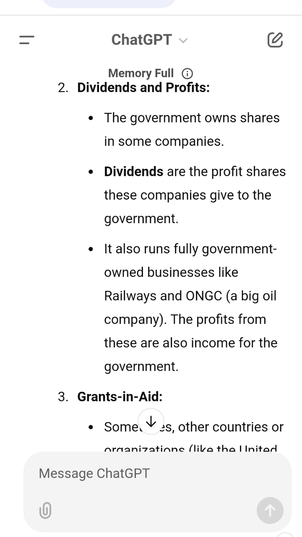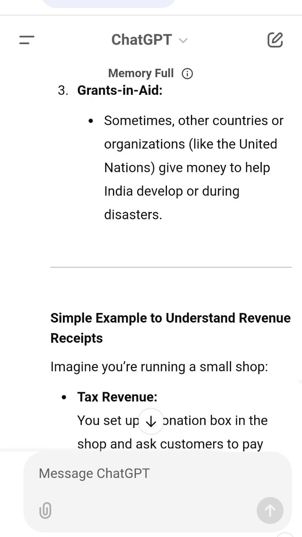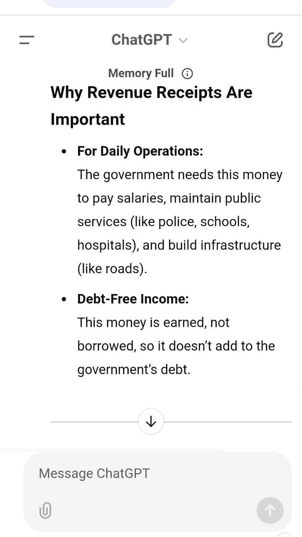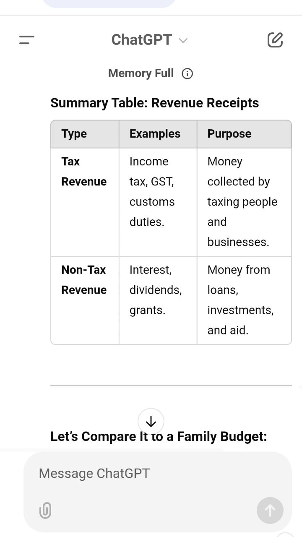And 3, fees, fines and penalties. Government as a rule enforcer. The government earns money when people use its services or break rules. 1. Fees. People pay for specific services. Example, exam fees like UPSC, SSC, driving license fees, land registration fees.